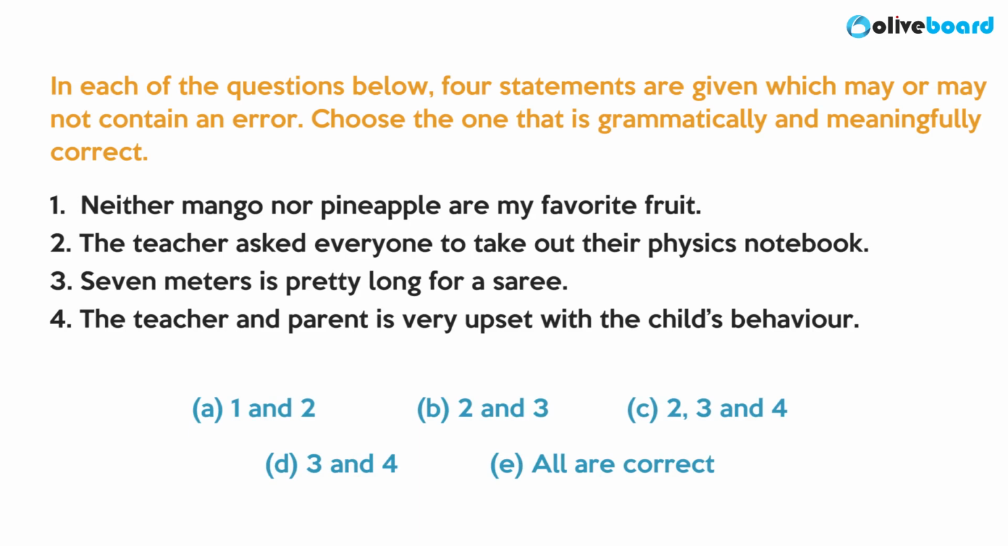The first sentence here says, neither mango nor pineapple are my favorite fruit. Pretty easy one. ये वाला तो गलत है. Because we just saw that whenever we use words like neither, either, it is always followed by a singular verb. Hence, it should be neither mango nor pineapple is my favorite fruit. क्योंकि हम दोनों में से एक की बात कर रहे हैं ना, अगर आपको रूल याद भी ना रहे, make sure कि आप उस चीज को समझ लो.